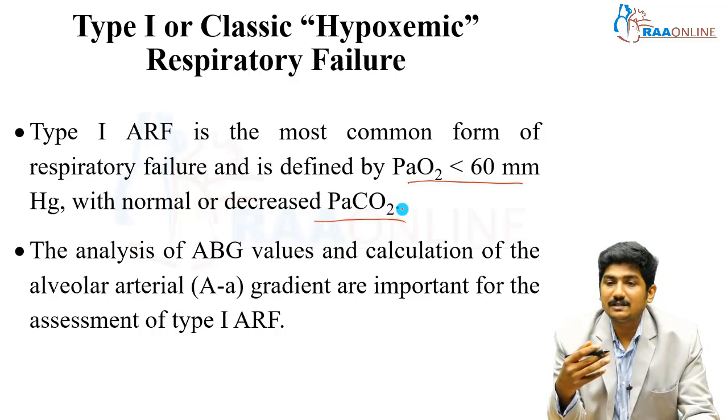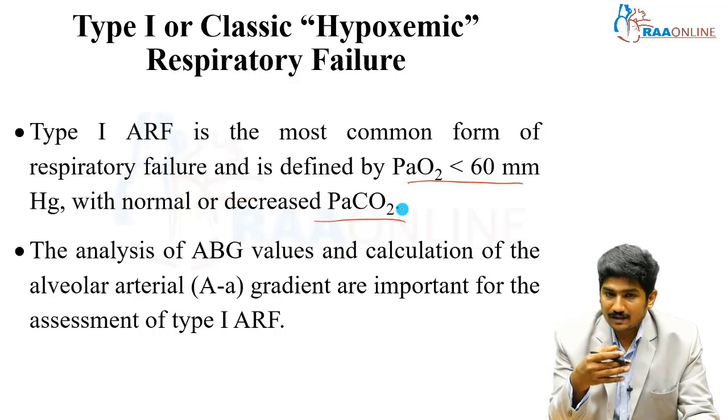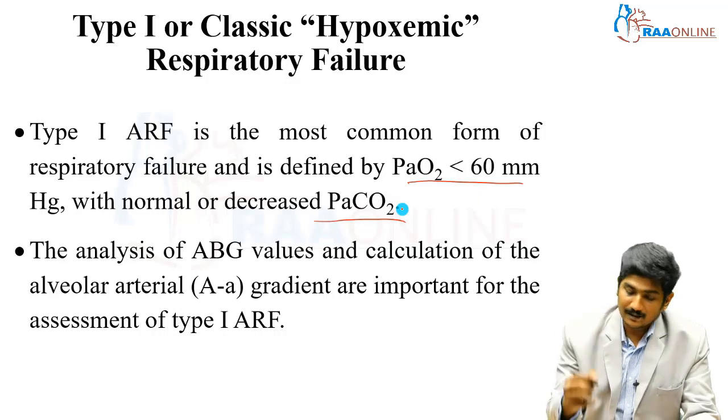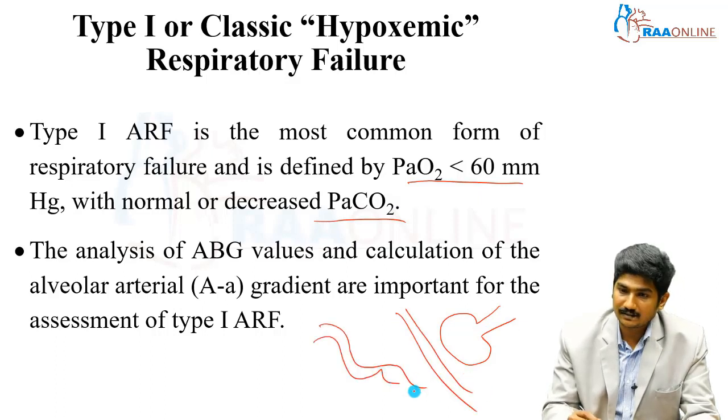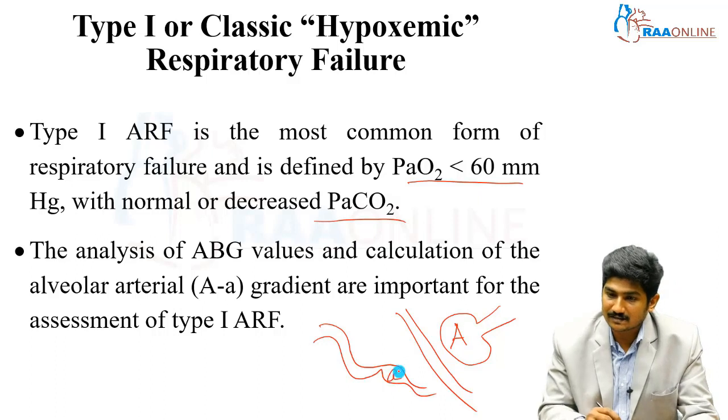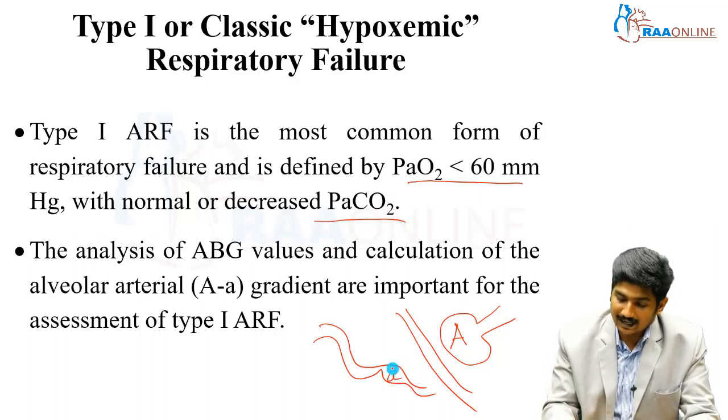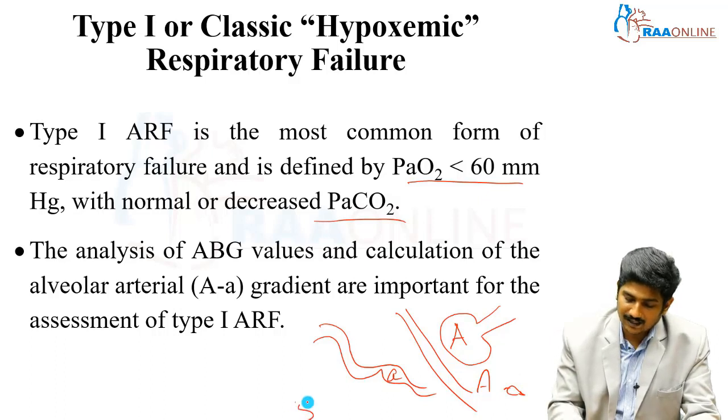The analysis of ABG and calculation of the alveolar arterial gradient is very important in assessment of type 1 acute respiratory failure. Understand, as I told you, there is an alveoli, and there is a capillary membrane and there is a blood vessel, right? So now you need to know what is the PAO2 minus PaO2 difference, okay? The partial pressure of oxygen in the alveoli minus the partial pressure of oxygen in the artery. So what is the gradient? What is the difference? The usual AA gradient is somewhere around 5 to 10 mmHg.